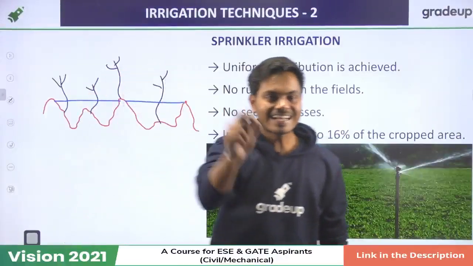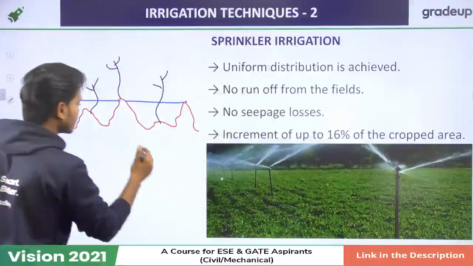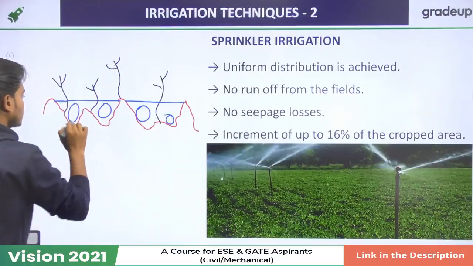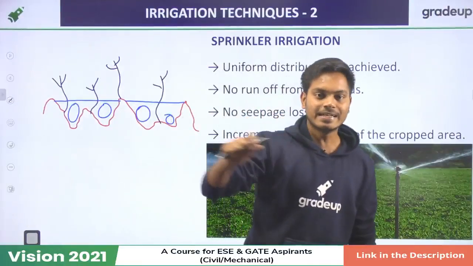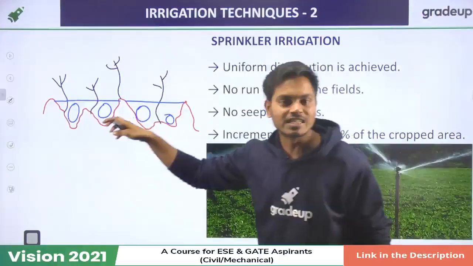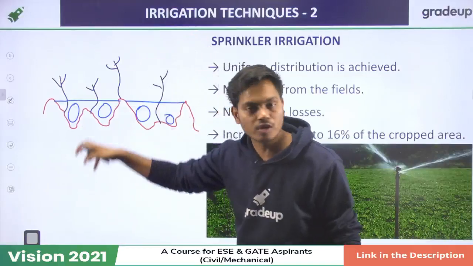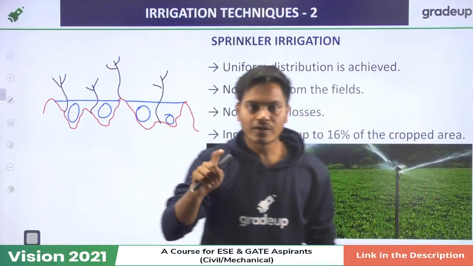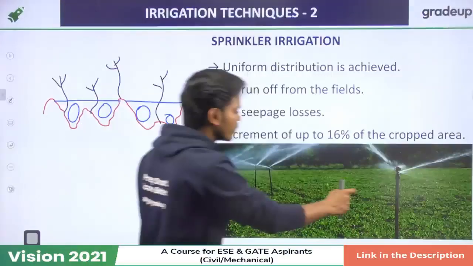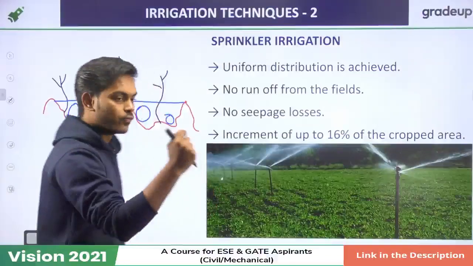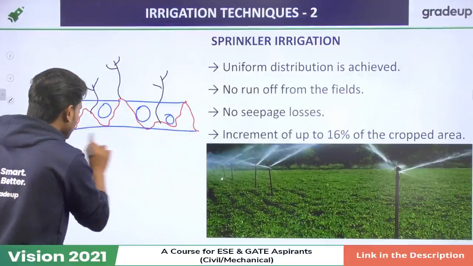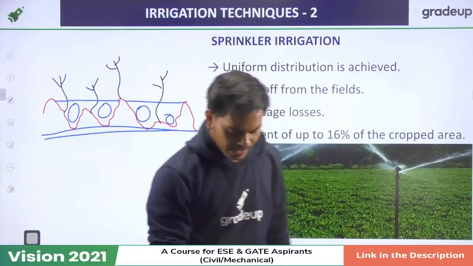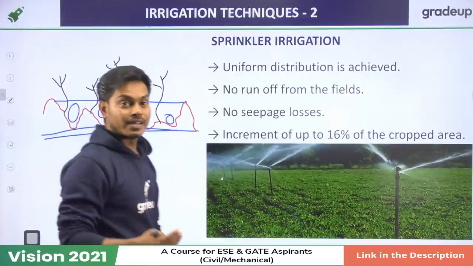Due to this irregularity, what is happening here? See, this water is nothing but wastage. This water which is getting collected in these ditches is nothing but wastewater. We are not using this water; the crops are not using this water. All right, so that's why we can use this type of technique when the topography is irregular.